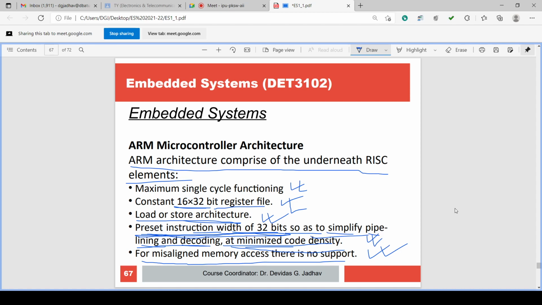Now, how to reduce that time? It is attempted by using the pipelining technique, the parallel processing technique. What do you mean by parallel processing? What do you mean by pipelining?